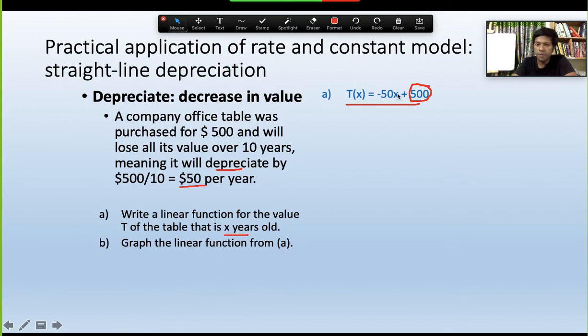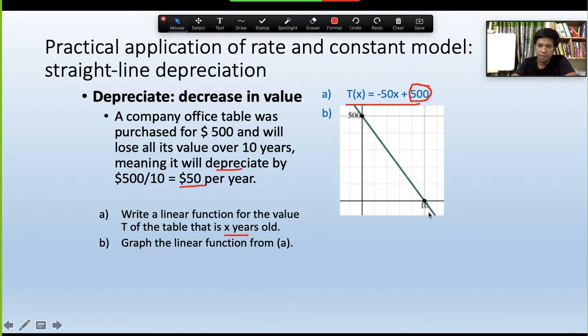Graph, how can we graph it? Now think about some value of x equals 10, or x equals 0. You put the value, then you can graph it. So the graph will be like this. For x equals 10, the value is 0. For x equals 0, the value is 500. This is the graph.